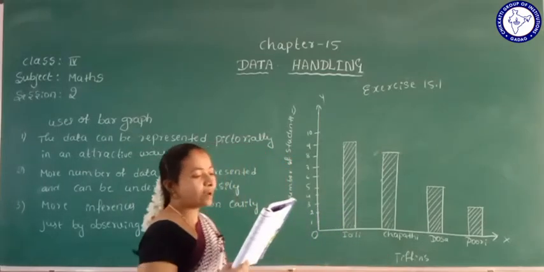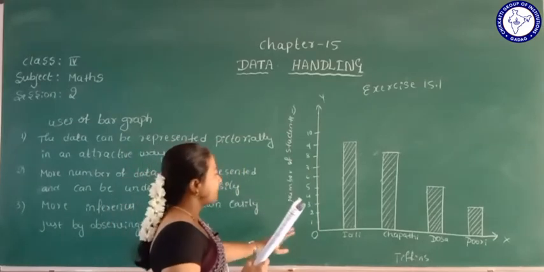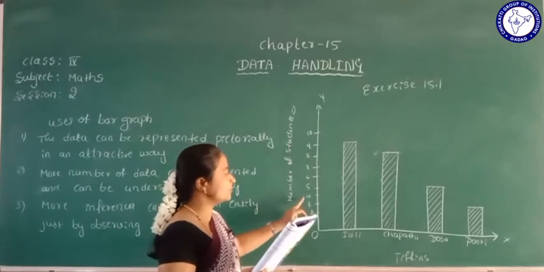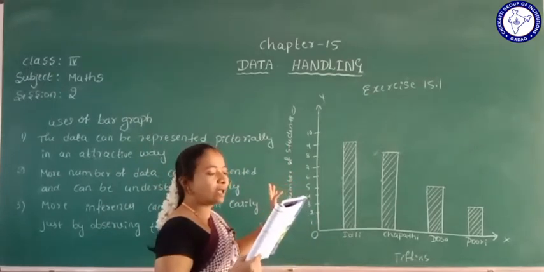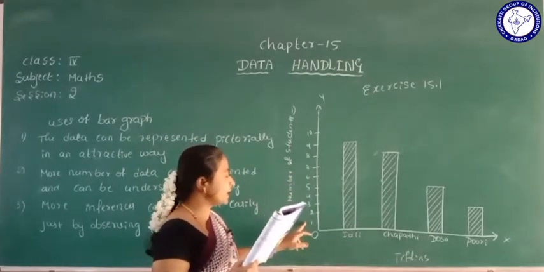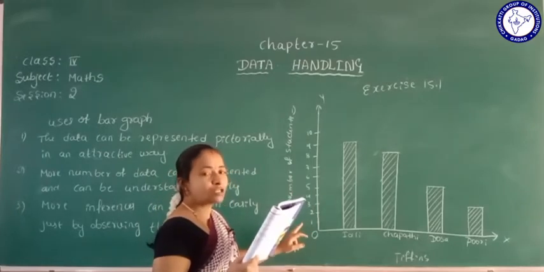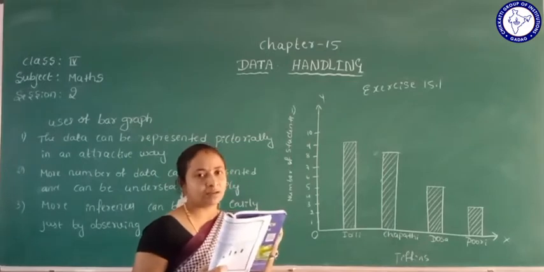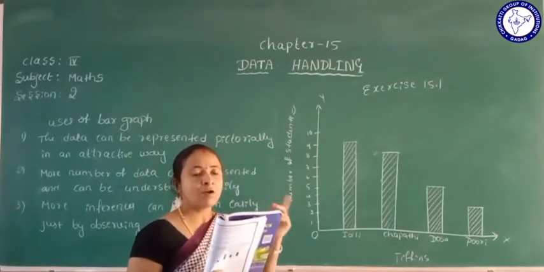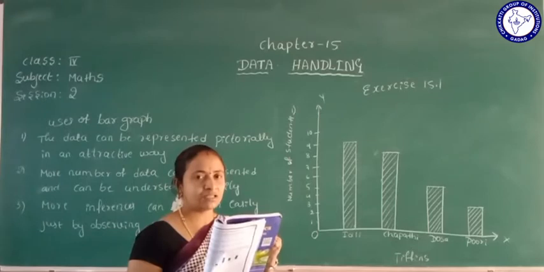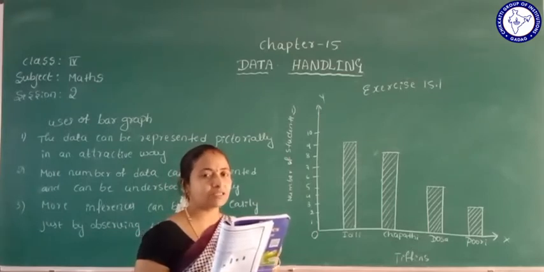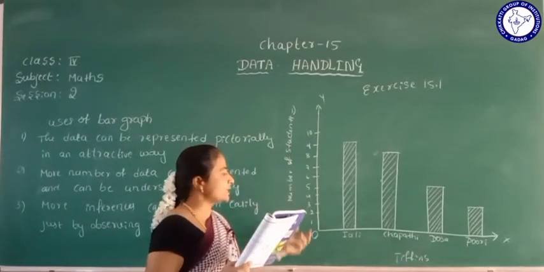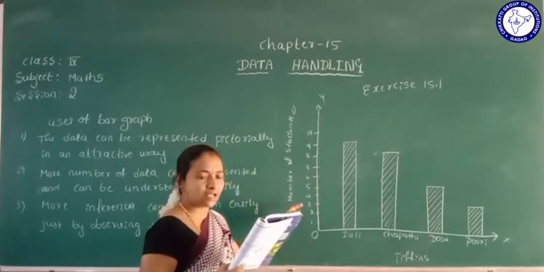When the numbers in the data are less, we can write them as 1, 2, 3, 4, 5. If the numbers in the data are more, we decide to mention the scale. In the previous class you already learned that if it is a scale of 1 centimeter equals 5 students, we can take that. If the data is more, it can be mentioned like that. Here the data is less, so I'll take 1, 2, 3, 4.